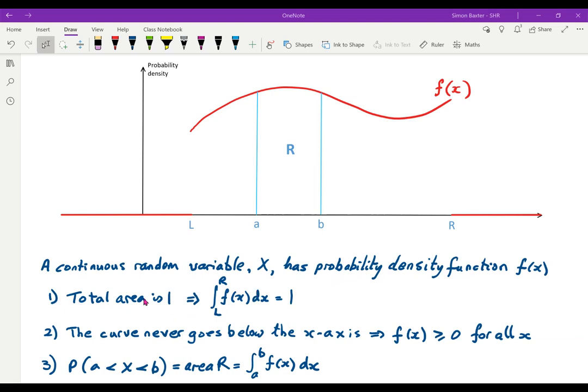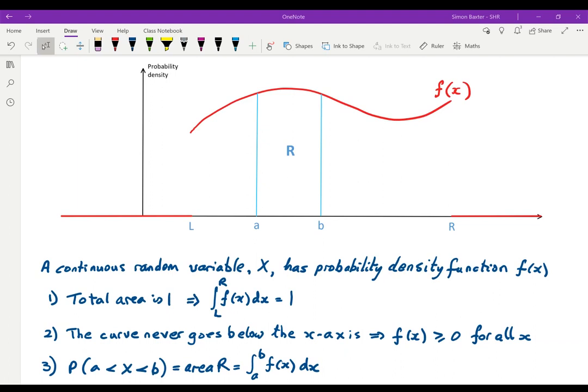The conditions are that the total area under the curve has to be 1. In this instance, the only bit that we need to consider is between L and R, so the integral from L to R of f of x dx has to be 1. The curve never goes below the axis. We can't have negative probabilities, which tells me that f of x has to be greater than, or it could be equal to, 0 for all values of x. And then there's this last bit: the probability that we are between A and B is just the area under the curve, which is the integral from A to B of f of x dx. So those are the essential parts of a probability density function.